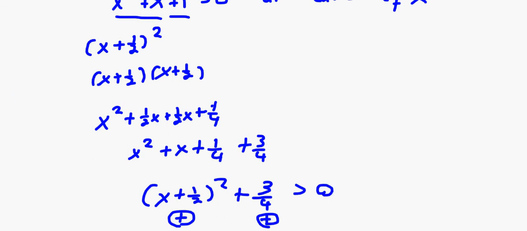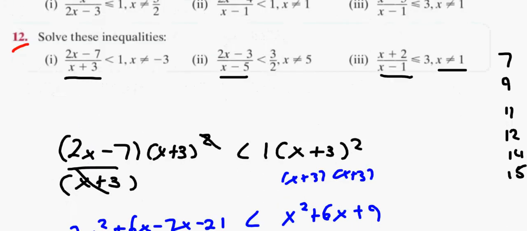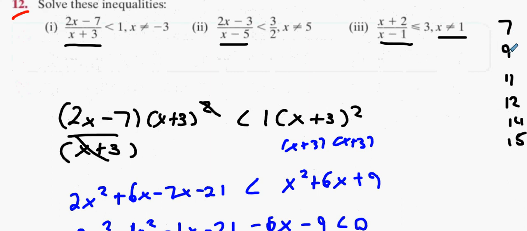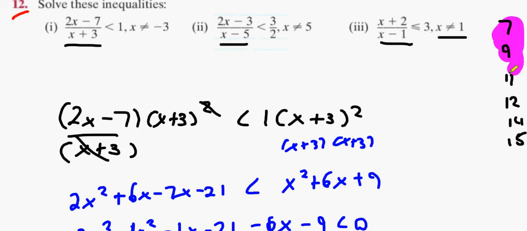For homework tonight, don't worry if you didn't get that down. You're doing 7, 9, 11, 12, 14, and 15. And you can obviously take down number 14 later. I have it done online here, so you can do it later on. Yes?